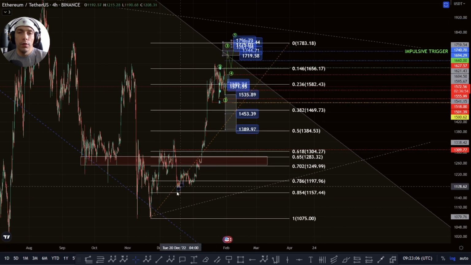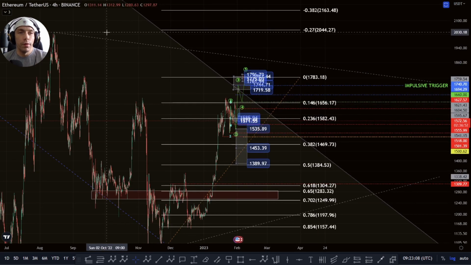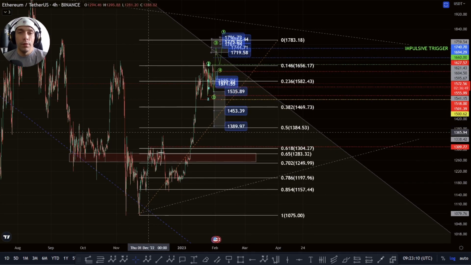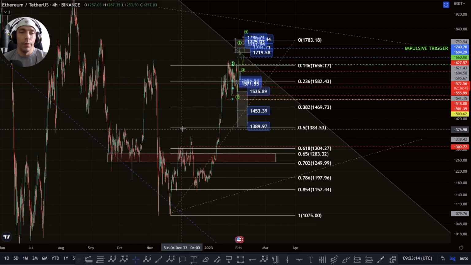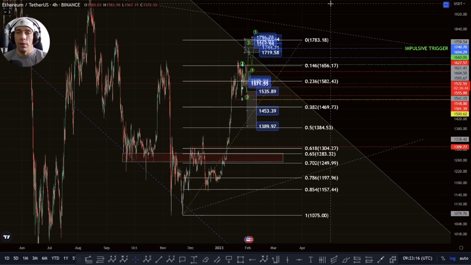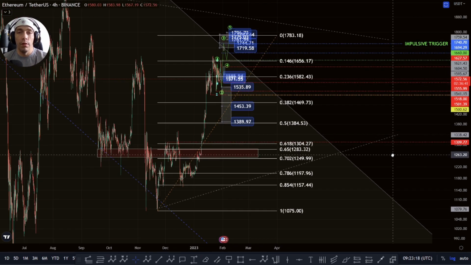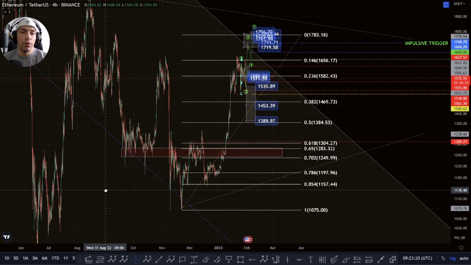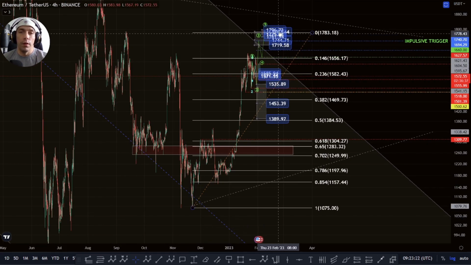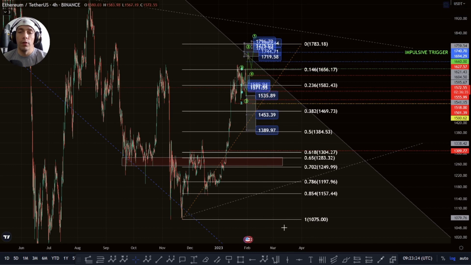2031. Failing to do that would actually indicate to me that we are potentially in a triangle here, and that this is an A, B, C, D, and then we're going to look for that E wave. Or it could just be a bigger complex structure where this is an A, B, and the C is a flat, and then we actually look to break down. So there's a few options to look at here.